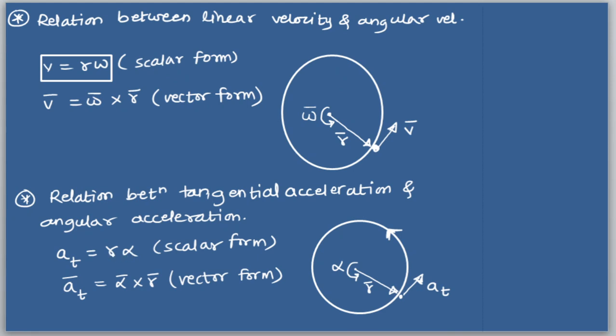So instead of writing alpha into r, I am writing r alpha. So what I remember is a_t is equal to r alpha. And you should also remember a_t is equal to r alpha. This relation is important. Okay, next.